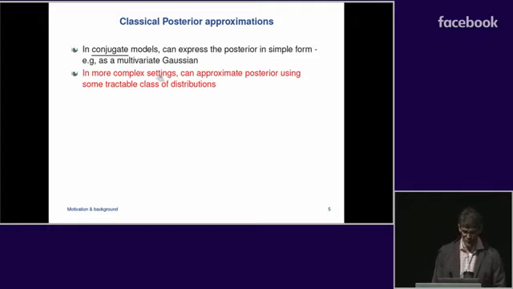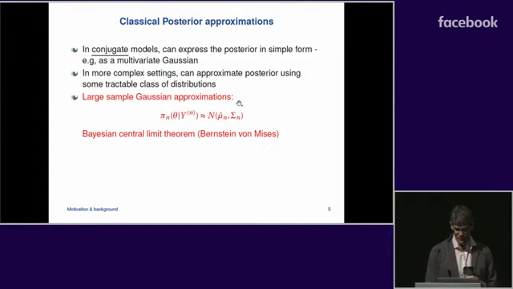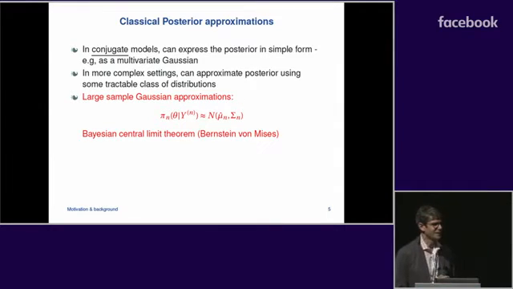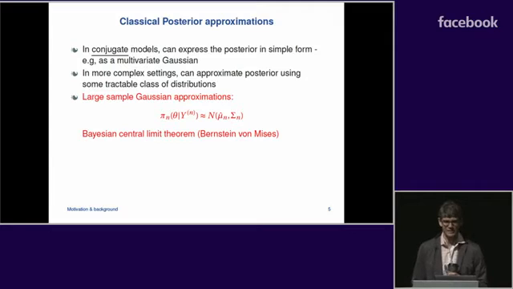In more complicated settings, we could potentially approximate the posterior using some tractable class of distributions. In machine learning, people often focus on variational Bayes approximations, but there are actually these classical approximations that might often do better than variational Bayes, particularly in terms of uncertainty quantification. And one is just the good old large sample Gaussian approximation.